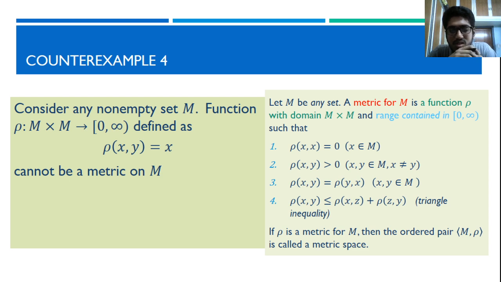How is condition 3 not satisfied? If x is not equal to y, what happens? If x is not equal to y, then rho of (x, y) will be equal to x and rho of (y, x) will be equal to y. They are not equal, hence condition 3 is also not satisfied. So during the exam, you need not run in and check all the conditions. If one is not satisfied, stop your discussion there. But when you are studying, make sure that you check each and every one of the conditions.